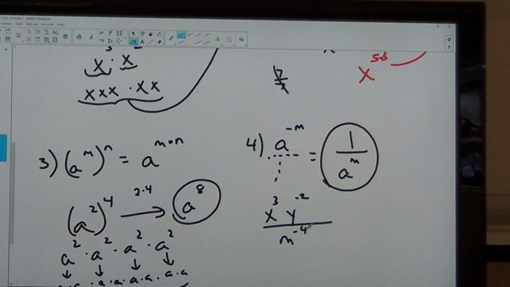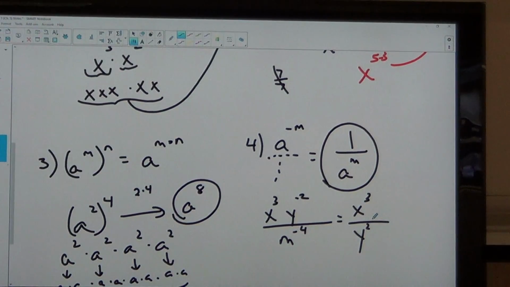Tell me about x. Is he happy or is he mad? He's happy. So we let him be. He stays where he is because he's happy. Tell me about the y. Sad. He's sad. He's pissed off. So where does he need to go? To the bottom. And when he comes to the bottom, his exponent becomes positive.